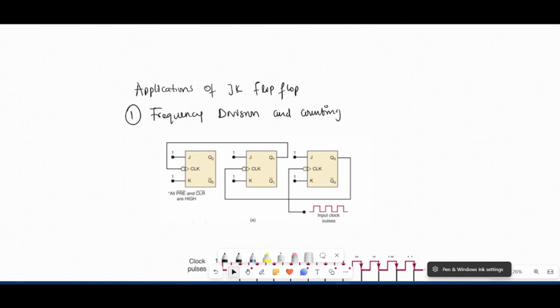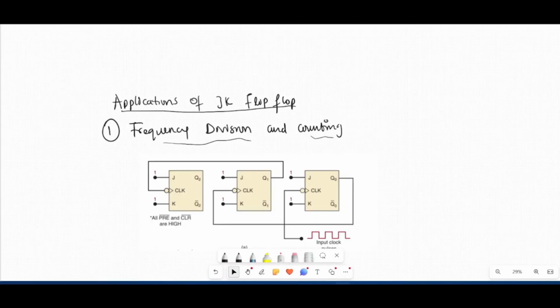Good day, class. Today we're going to be talking about the applications of the JK flip-flop in frequency division and counting. So first, let's focus on it being a frequency divider. You can see that this is the first JK flip-flop, this is the second, and this is the third.